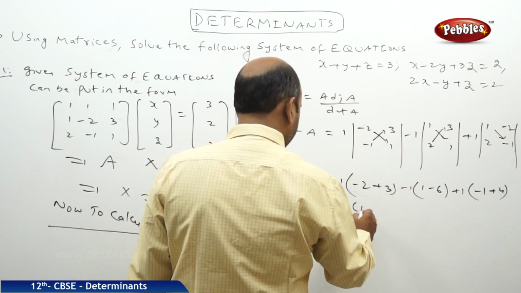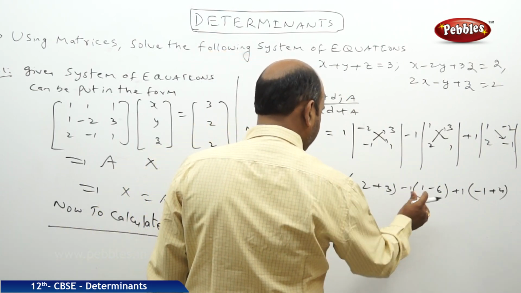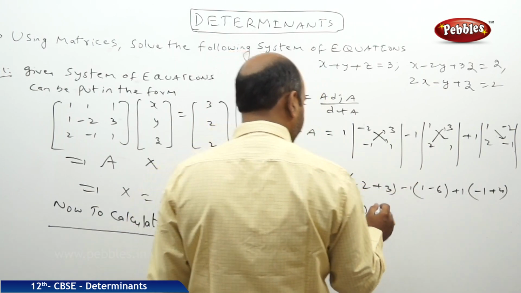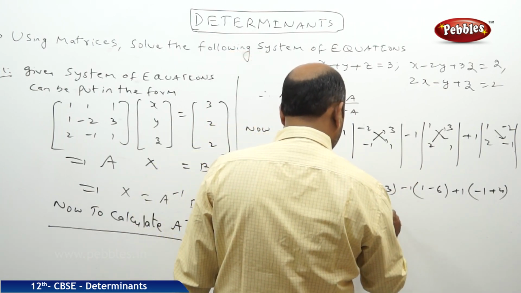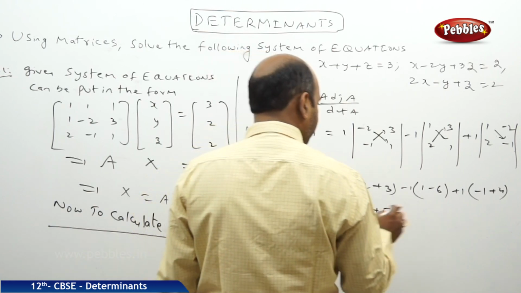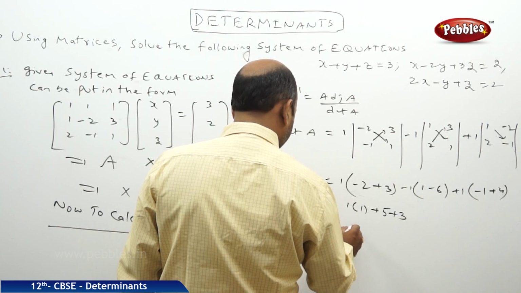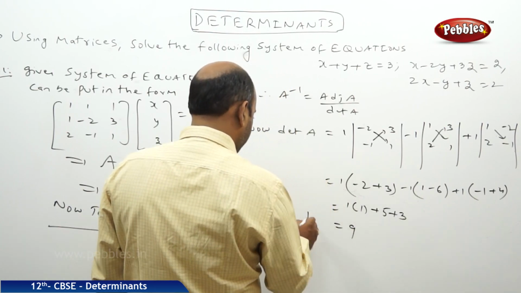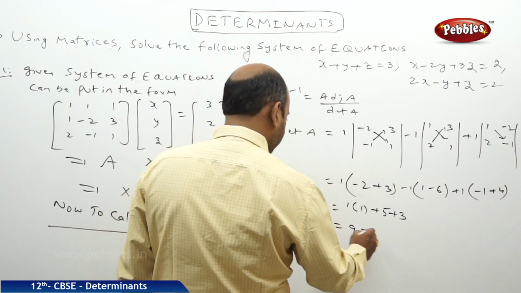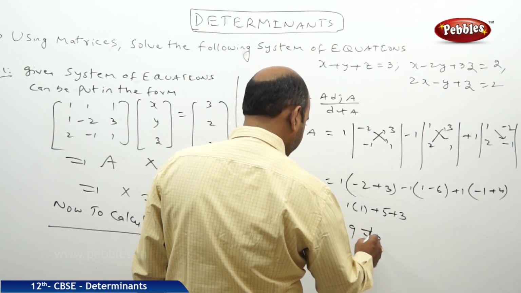So what happens? 1 into 1, and here comes minus 1 into minus 5. Minus 1 into minus 5 means it becomes plus 5, and later minus 1 plus 4 3 means 3. So 5 plus 3 is 8, plus 1 is 9. So what happens here? Det A is equal to 9, which is not equal to 0.